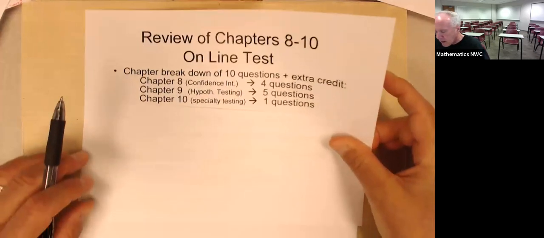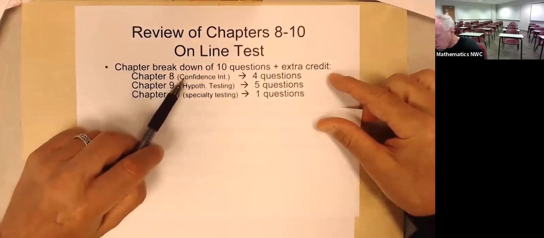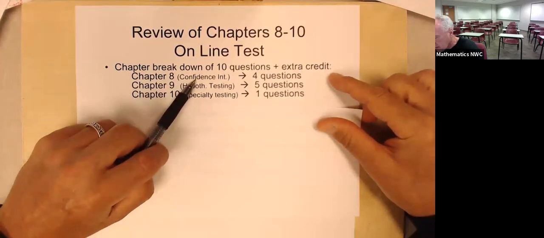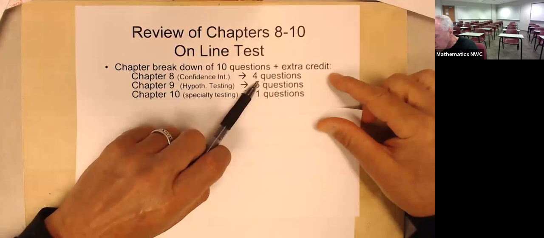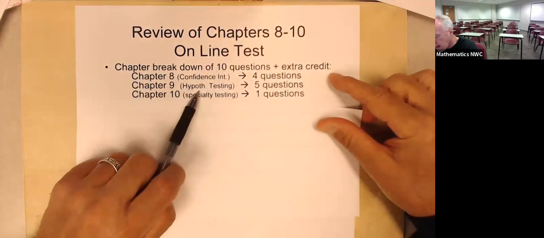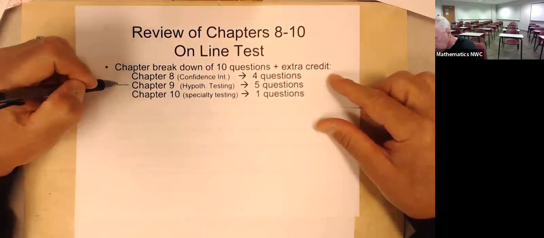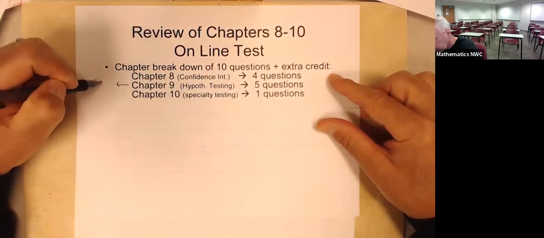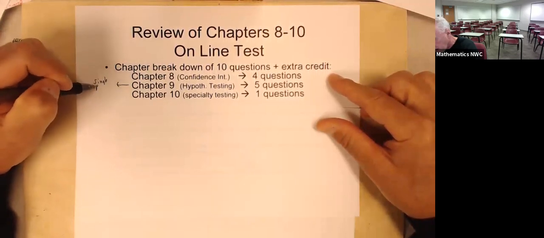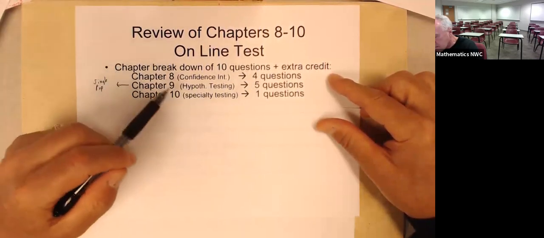Here's the breakdown of some tests. Chapter 8, which was on confidence intervals. There'll be 4 out of your 10 questions. Chapter 9 on hypothesis testing. That was all single populations. Single populations, there'll be 5 questions.